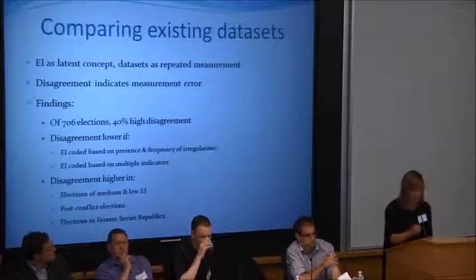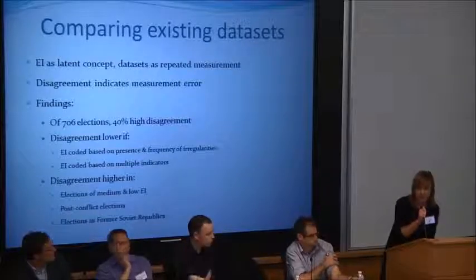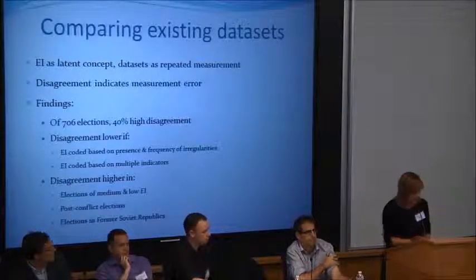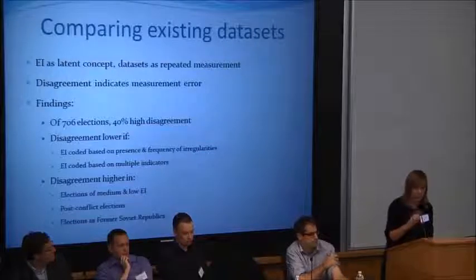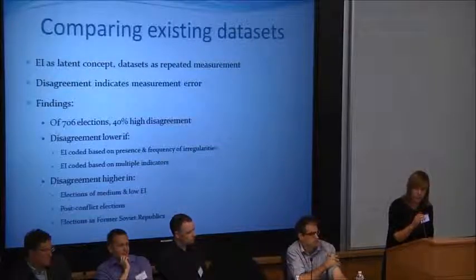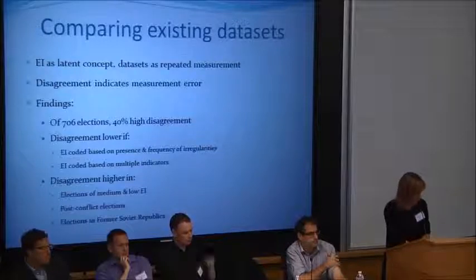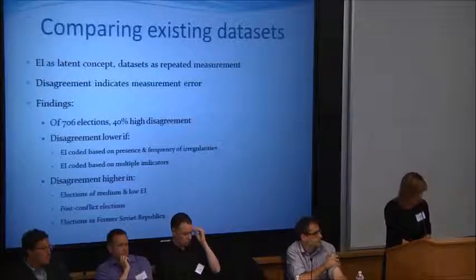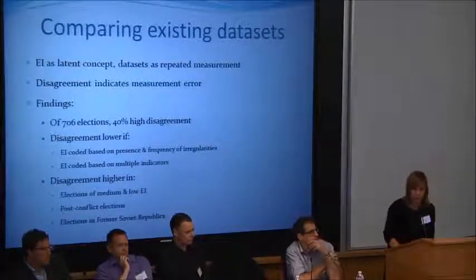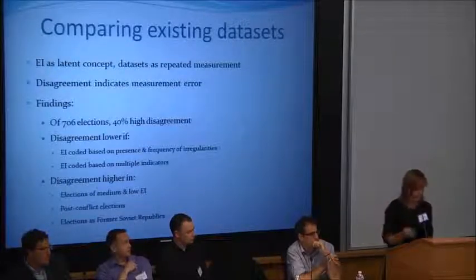What I find, well, I have over 700 elections, but these are the elections that are coded twice. The entire data set includes 100 countries from third and fourth wave regimes from 1974 to 2009. Those are the overlapping elections. I find that 40% have very strong disagreement, meaning disagreement not due to the use of different coding scales.